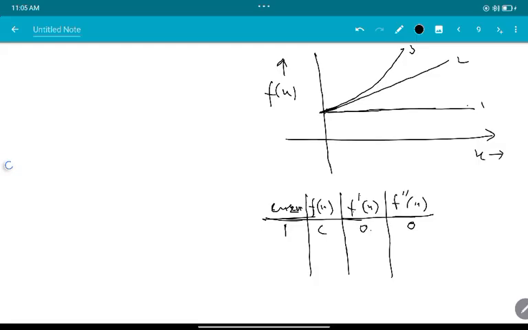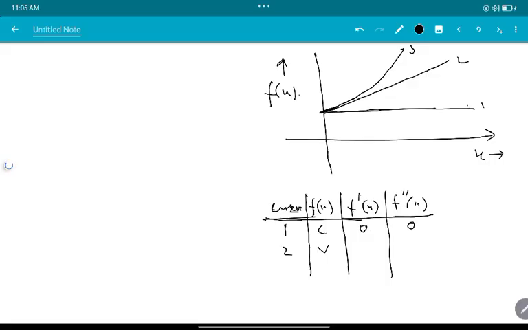Now in curve number 2, f(x) is variable. We will write v stands for variable. Curve number 2, f(x) is variable. That means distance is changing. If we translate it into distance, the distance is changing with time. Next, f dash x is changing?